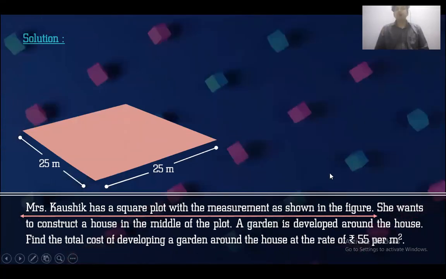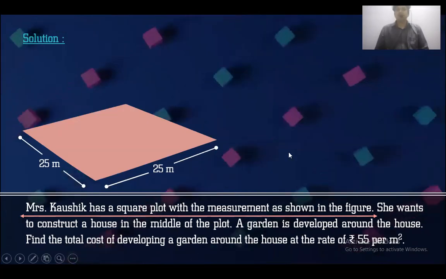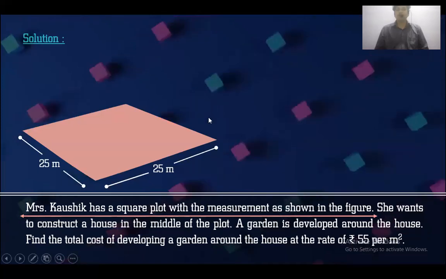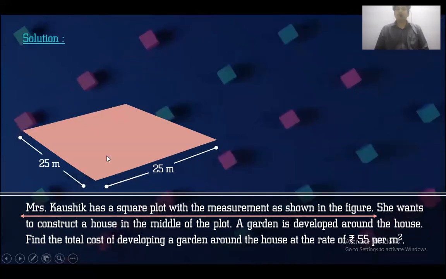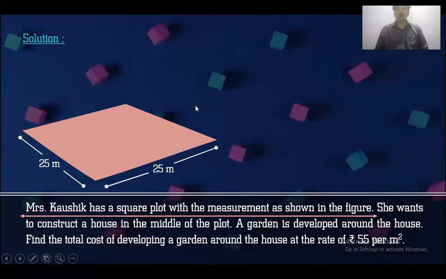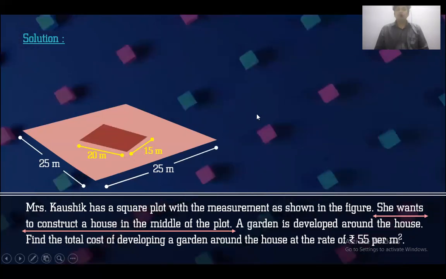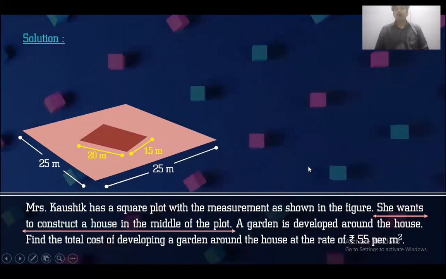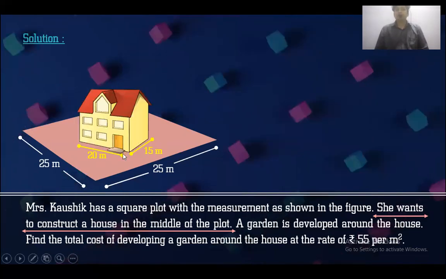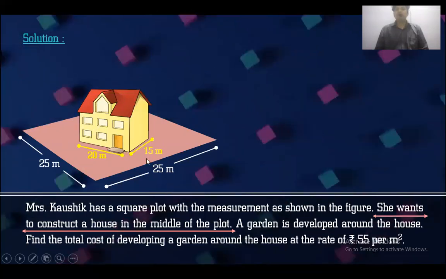She wants to construct a house in the middle of the plot. Obviously, she is not constructing the house on the entire square plot. She will be utilizing some of the area out of the square plot to construct her house, but in the middle. And that area is already given, which is a rectangle of 20 meter length and 15 meter breadth. Now the question is, a garden is developed around the house. That means after constructing this house, she wants to develop a garden around it.